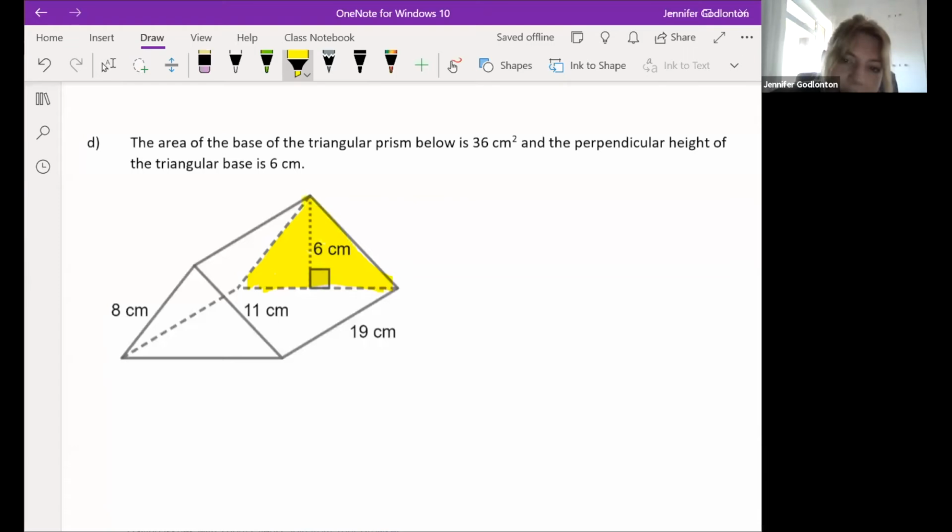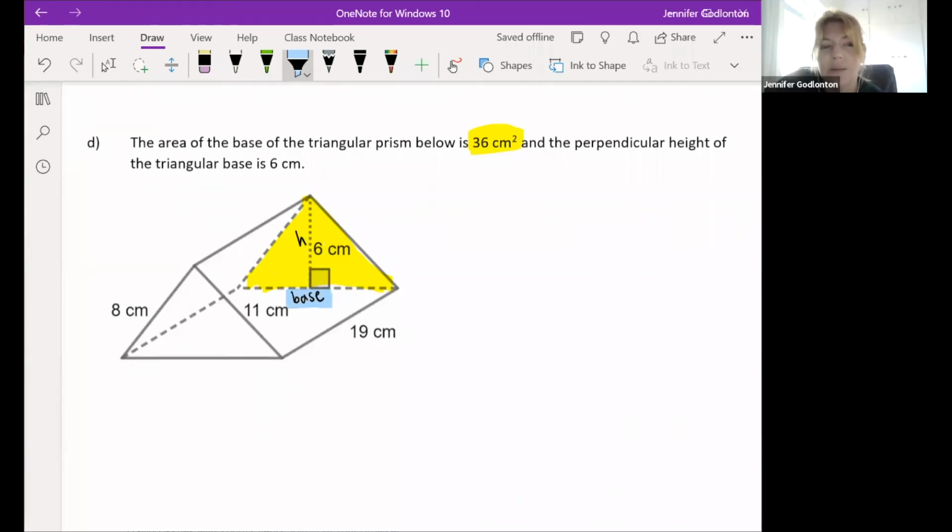In that yellow triangle, this would be my perpendicular height, and that would be my base. Now the story says the area of the base of the triangular prism below is 36 centimeters squared. So they're telling you that the yellow part I've highlighted in my prism is 36 centimeters squared. In order to work out the surface area of this shape, we do need to know that base. When we did the volume last week, we didn't need to know that base, but now we do.